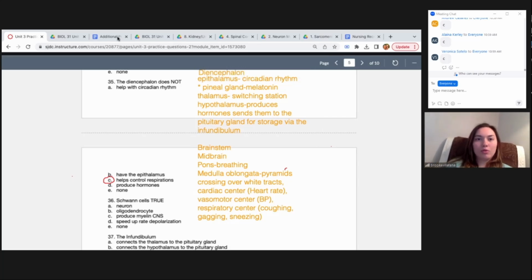Okay, let's answer a few more. We got started 10 minutes after 9, so I'm going to go a few more minutes here. So question 36, Schwann cells, which are true about Schwann cells?